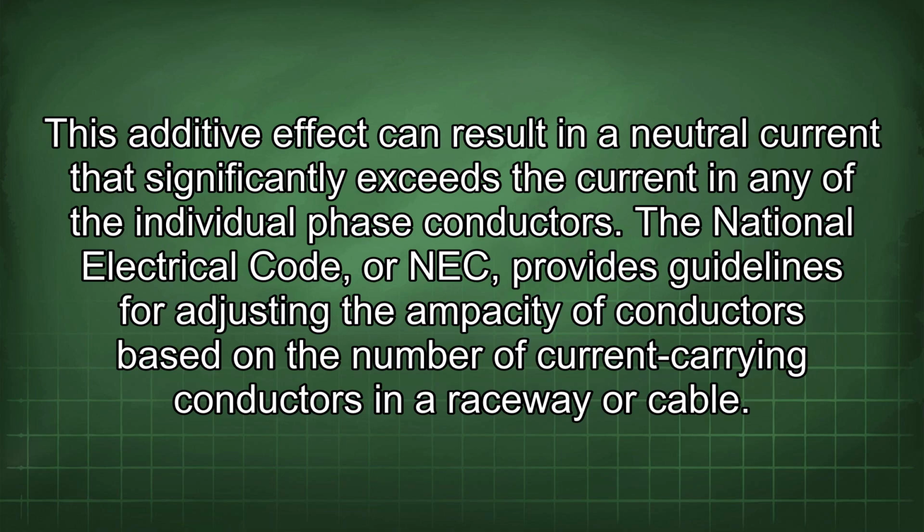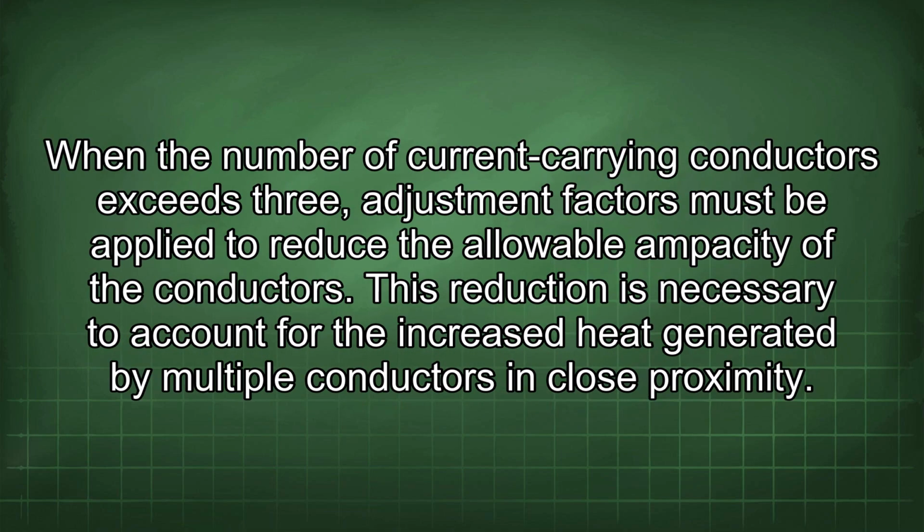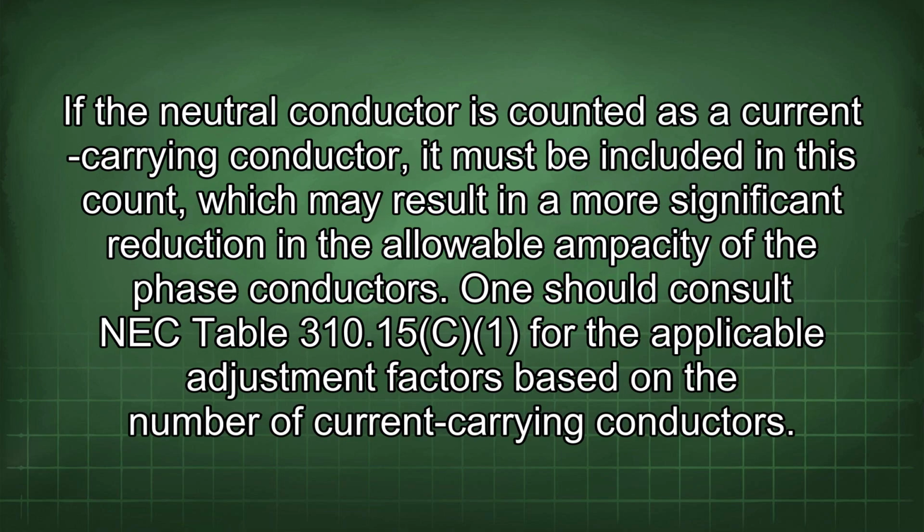The National Electrical Code, or NEC, provides guidelines for adjusting the ampacity of conductors based on the number of current-carrying conductors in a raceway or cable. When the number of current-carrying conductors exceeds 3, adjustment factors must be applied to reduce the allowable ampacity of the conductors. This reduction is necessary to account for the increased heat generated by multiple conductors in close proximity. If the neutral conductor is counted as a current-carrying conductor, it must be included in this count, which may result in a more significant reduction in the allowable ampacity of the phase conductors.